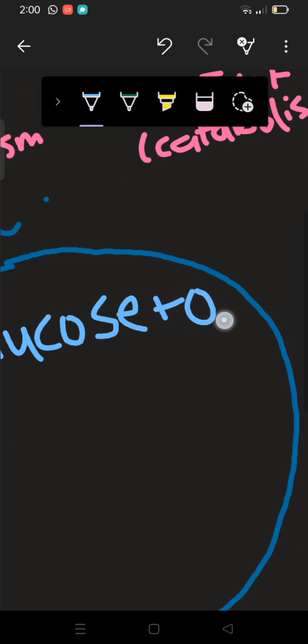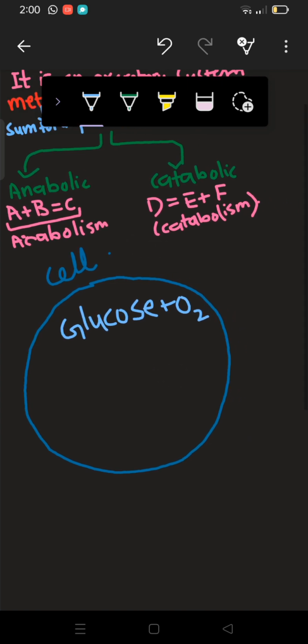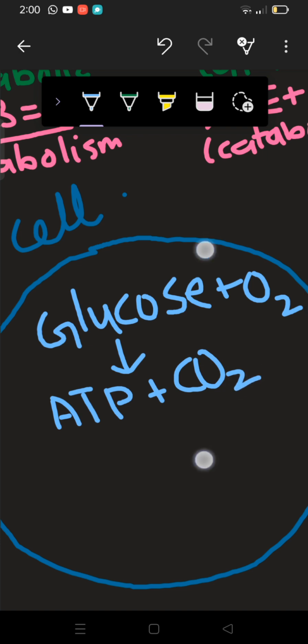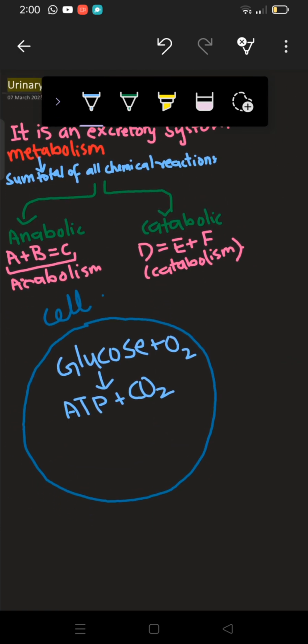In the presence of oxygen, glucose is burned in our cell, and then it produces what? It produces ATP, which is the energy currency of the cell. It is adenosine triphosphate. It has a nitrogen base which is adenine and three phosphate groups. Plus carbon dioxide is released. And we know that carbon dioxide is a metabolic waste.